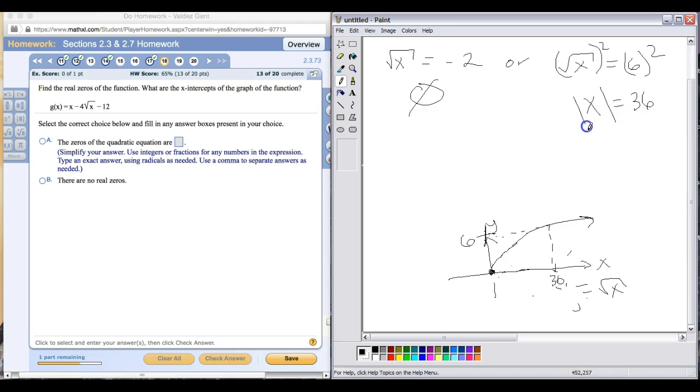And of course, this actually is absolute value of x, but when we know that x has to be greater than or equal to 0, that allows us to just say x. So the only real solution to this particular problem here would be x equals 36.